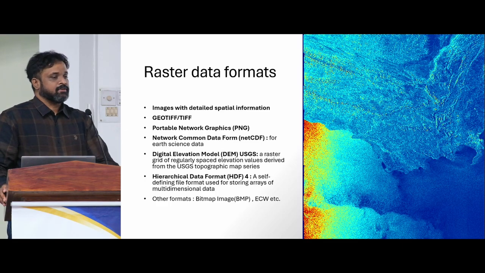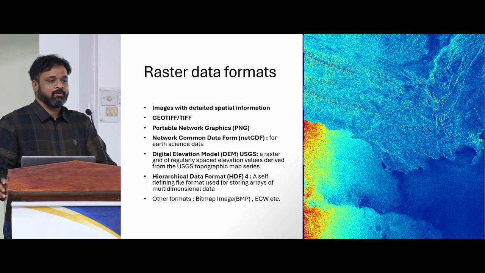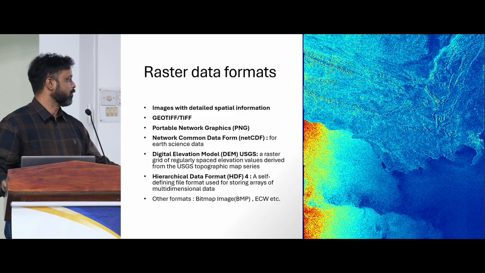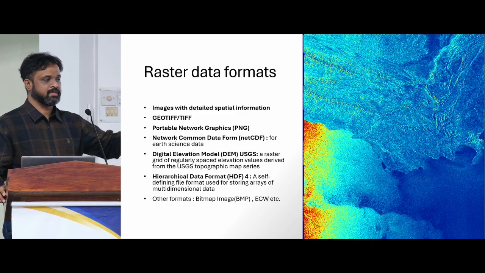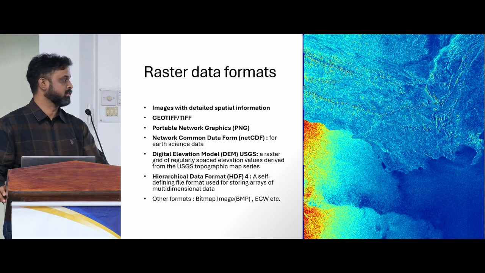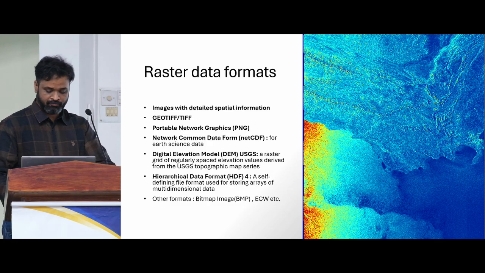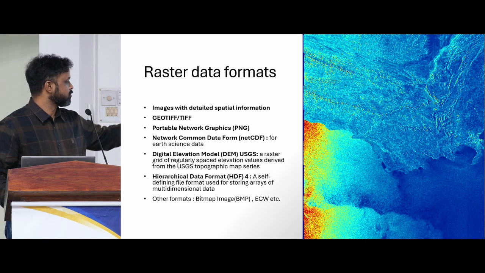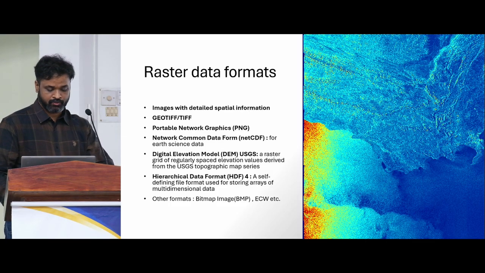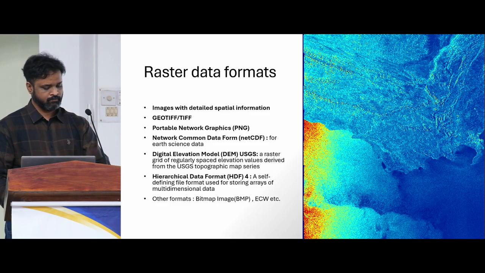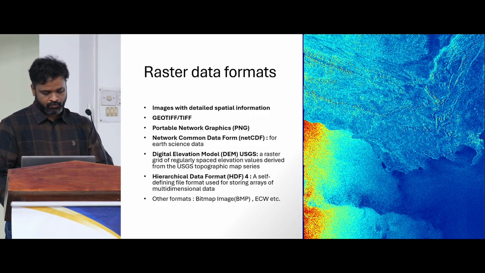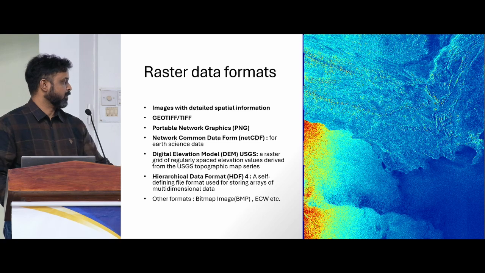Then there is NetCDF, which is generally used for earth science data. USGS data, which you download from websites, will be in NetCDF format. They are raster stacks. We'll talk about what they are later. Then there are digital elevation models, which is basically elevation as a single raster, and they have their own particular format called a DEM. Currently HDF is also quite popular with a lot of earth data. And there are other images like bitmap and ECW.